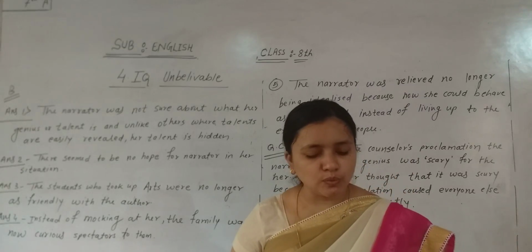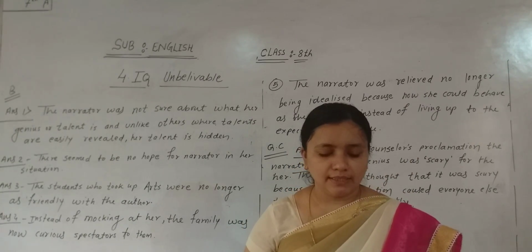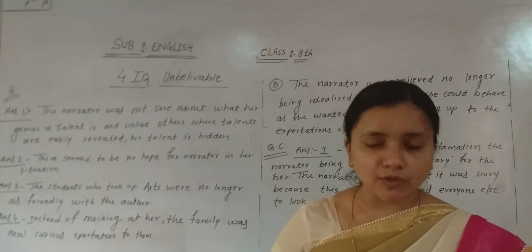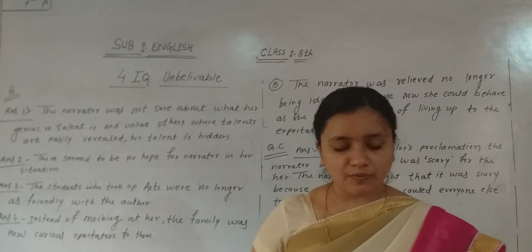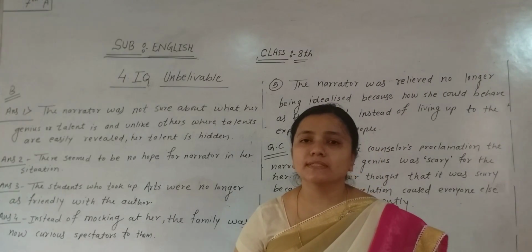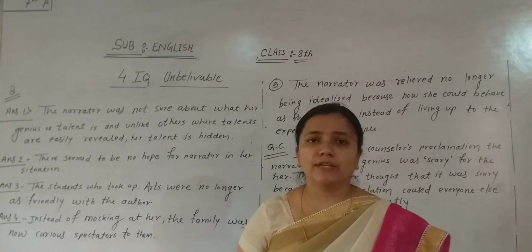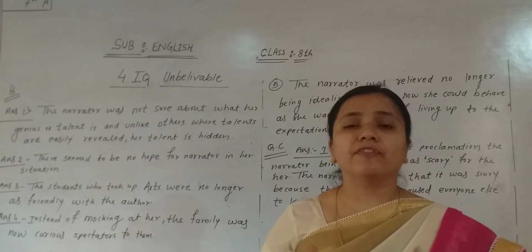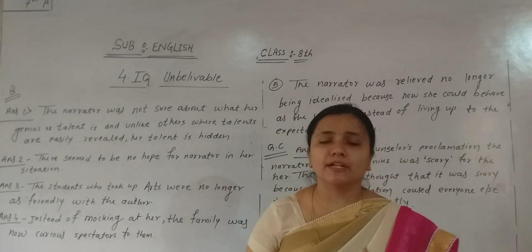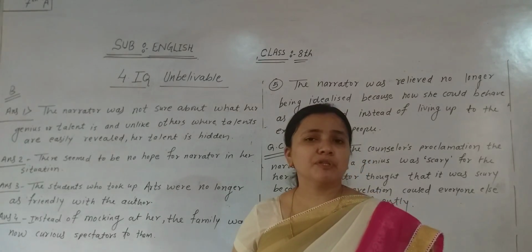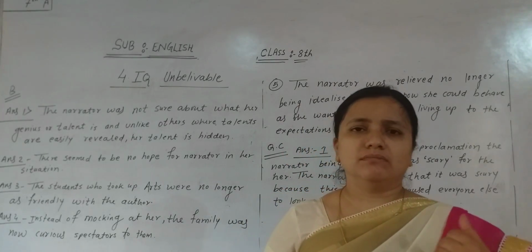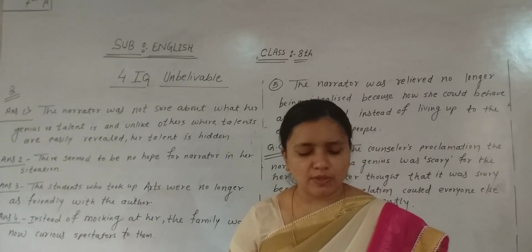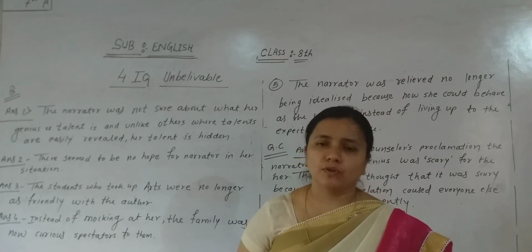Now let us see the fourth one. The narrator had a bad track record for science, a good track record for science, or an average track record for science. As we have seen in the lesson, she does not have enough knowledge about science and she doesn't like to take admission for science either. She hates the science subject, that's why we could say a bad track record for science.